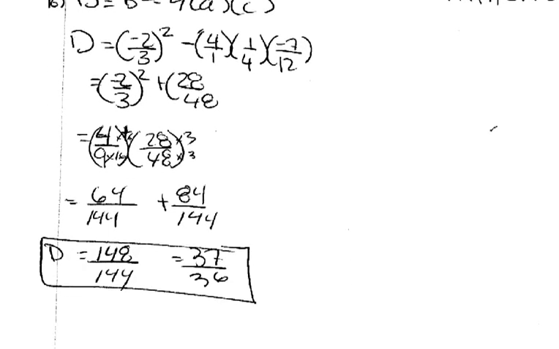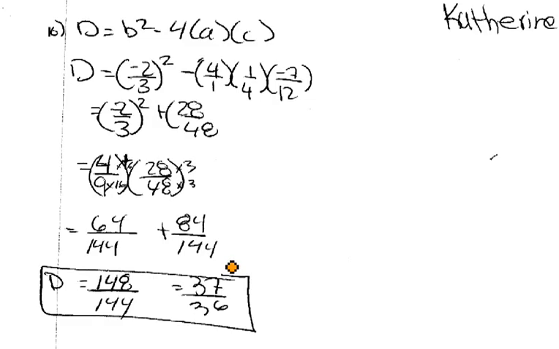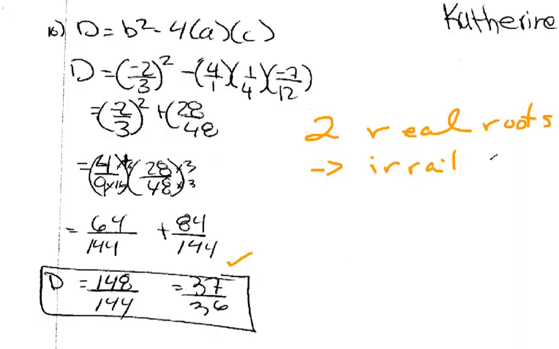If we look at the last one here, your discriminant is 37 over 36. Well, I can take the square root of 36, but I can't take the square root of 37. So again, because it's positive, we have two real roots. But in this case, because we can't take the square root of the discriminant, we have irrational roots. That means if we wrote out our roots, we would have not fractions, but square roots involved.